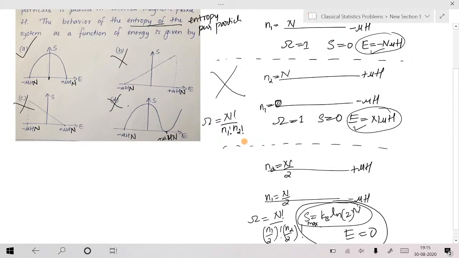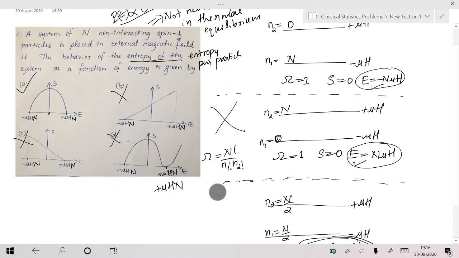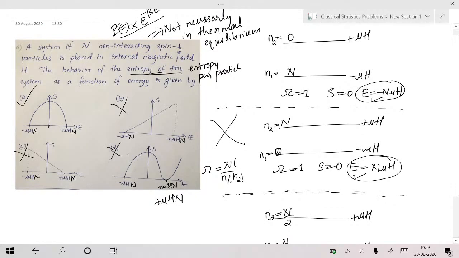I have taken three situations. Again, this also looks like this one, but there is no other energy value. Again, maximum energy is plus mu h into n. This is the maximum possible energy when all particles are in the excited state. That will not happen in a real situation because the Boltzmann factor is going to govern. That's a governing rule actually. So that is the situation.